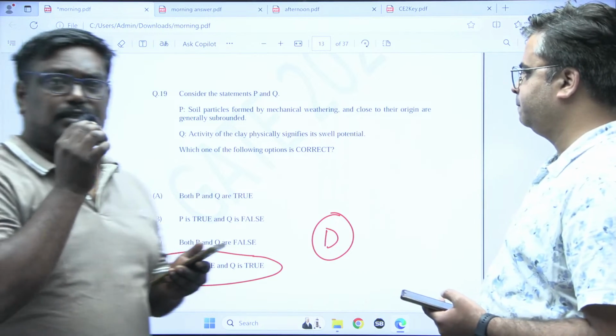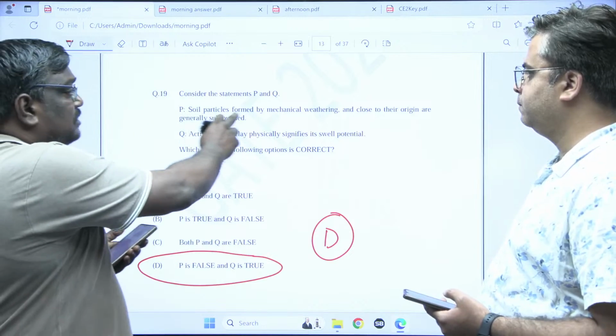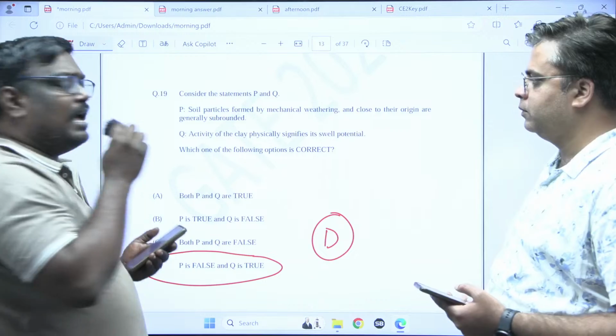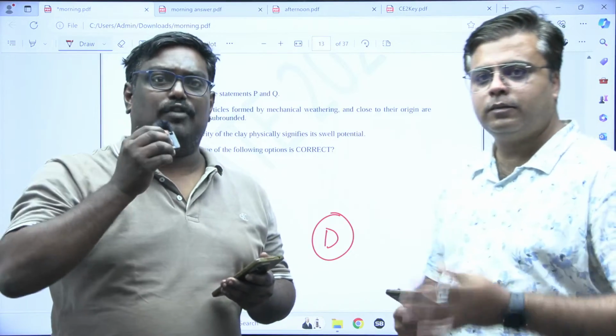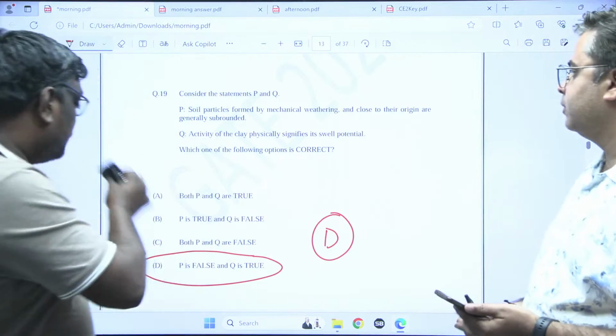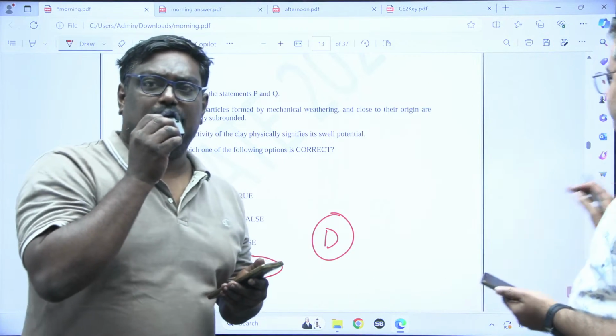Students, here is a small thing. In yesterday's session we discussed that P is false. Soils close to the origin are generally subrounded. Soils are formed by weathering of rocks, and not only by mechanical weathering. So option D is correct according to the official key.